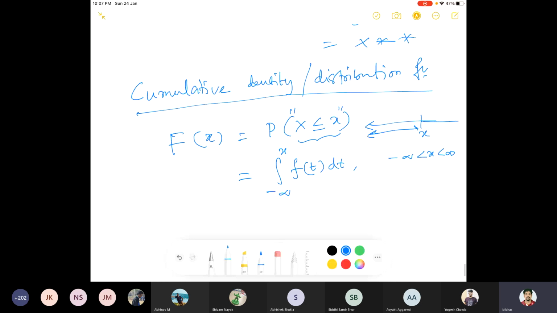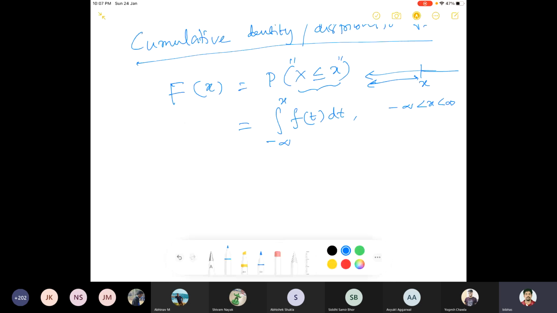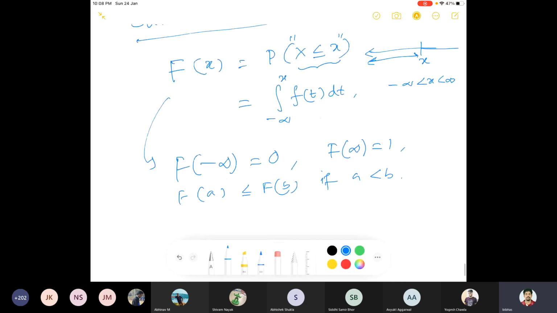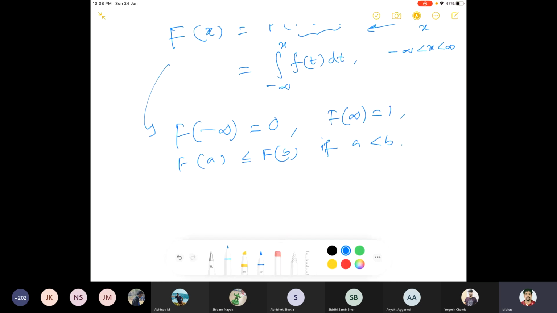Now, what are the properties? You can again check the properties of this function. You can check that at minus infinity it is 0, at infinity it is 1, and the same properties if a is less than or equal to b. But now if we just recall what is called the first fundamental theorem of integral calculus, we can have a ready-made definition of this.